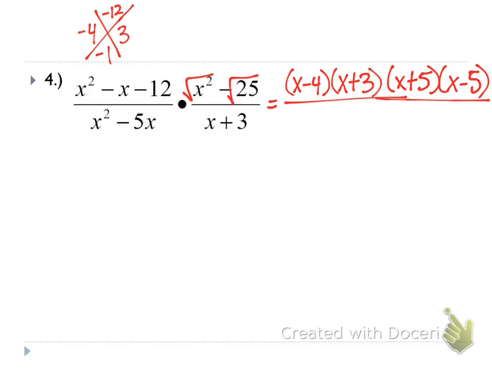What method am I going to use to factor my first denominator? Not square roots. This is not a perfect square. Division. Subtraction. What are we supposed to check for first? GCF. A GCF. What's our GCF? X.